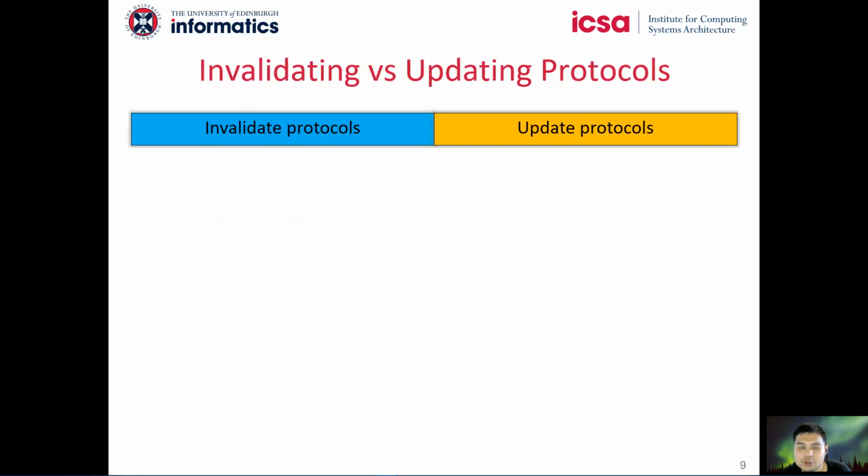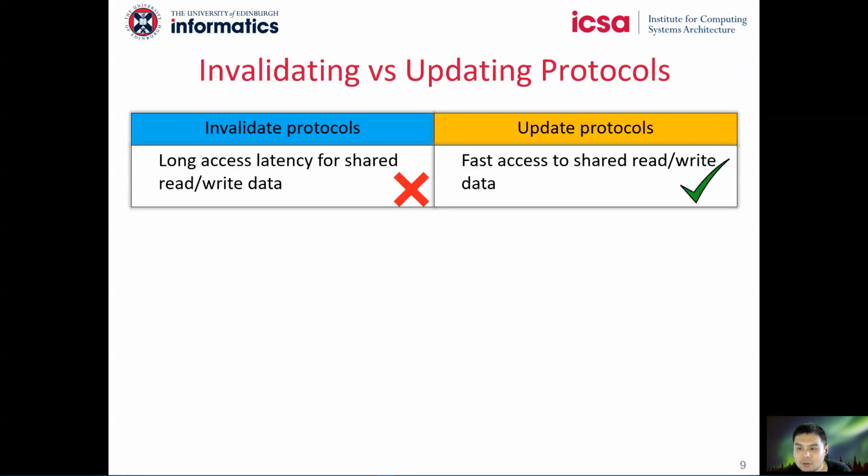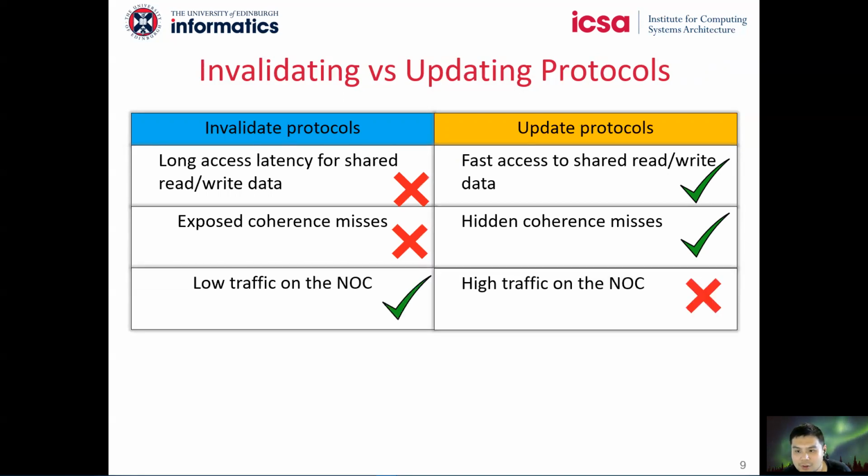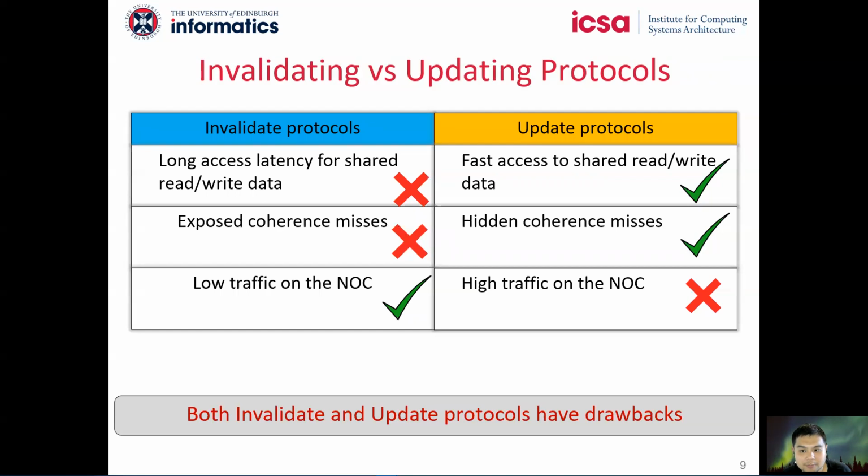Then we use this table to show the comparison between invalidate and update protocols. In the invalidate protocol, the access to shared read-write data is slow, but in the update protocol it is quick. And the coherence misses are high in invalidate protocols, but the update protocols can eliminate the coherence misses. And the last point is that the invalidate protocol generates no extra traffic on the NoC, and in contrast, the amount of traffic is huge on the NoC in update protocols because of the unnecessary updates. So to summarize here, both invalidate and update protocols have their drawbacks.